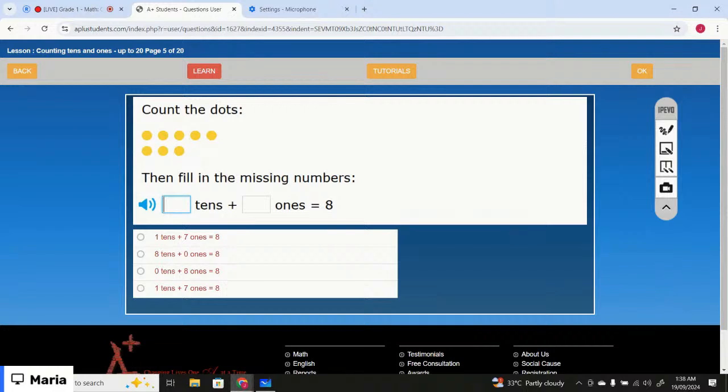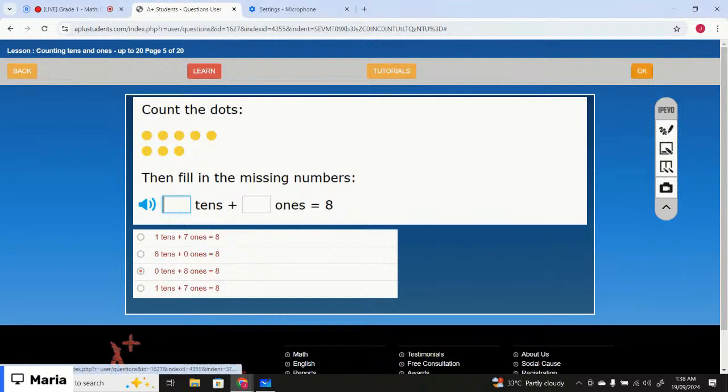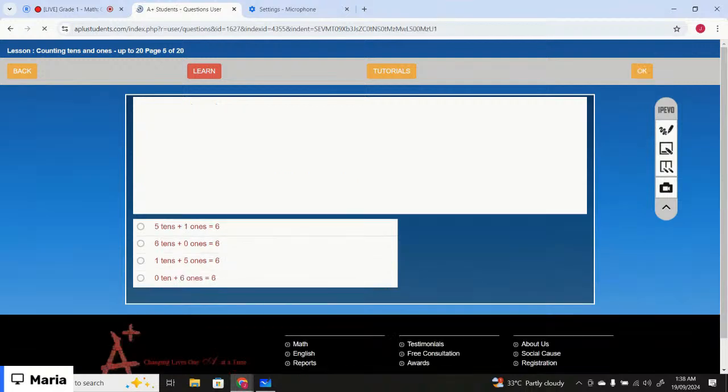Count the dots. So which is the correct option? You have 0 tens and 8 ones, right? So the correct option is option number 3. 0 tens and 8 ones is the correct option.